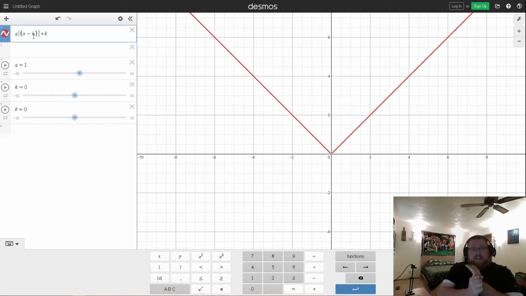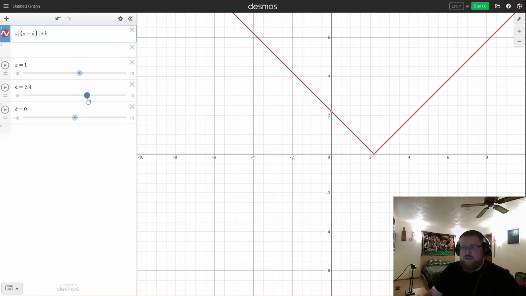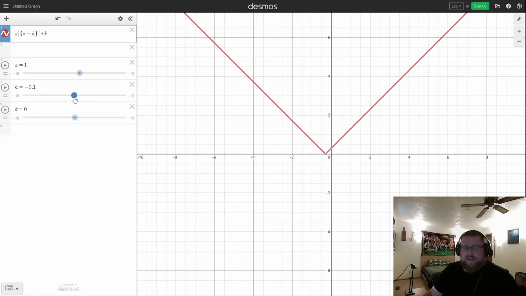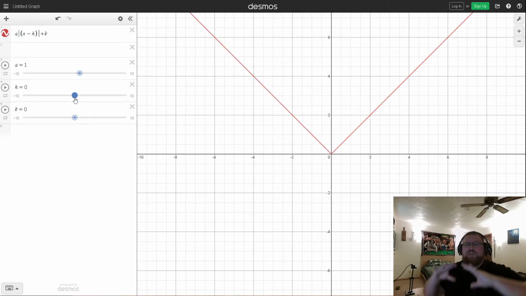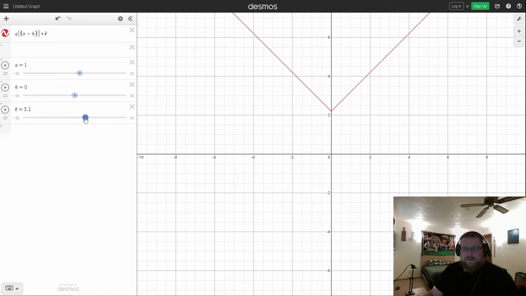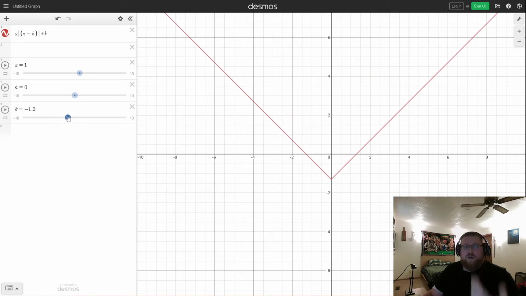Now, because it's inside the operator, it's still going to move this left and right. Even though it's a different function, it still moves it left or right. And I can see that right there. My h still moves the function just left or right. By comparison, my k, because it is outside of the operator, will still move it up or down. Because it is outside the operator, all it does is it affects the y values.